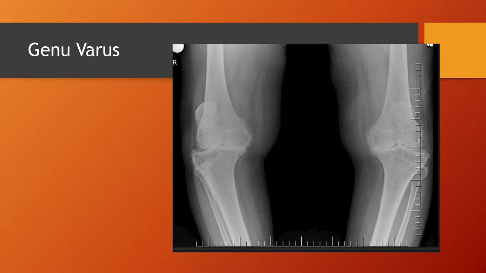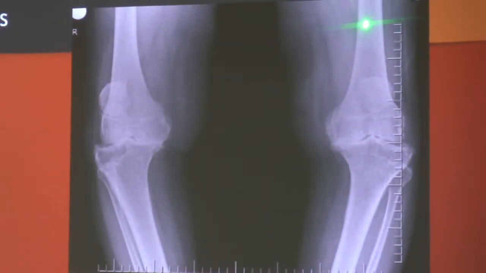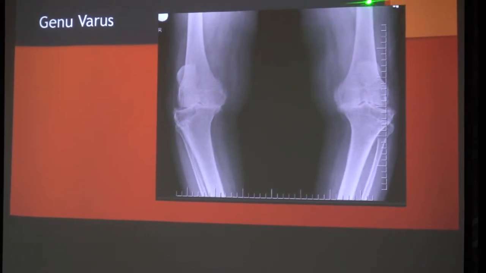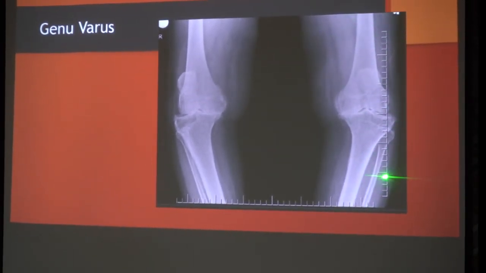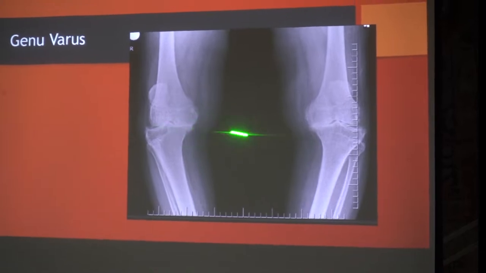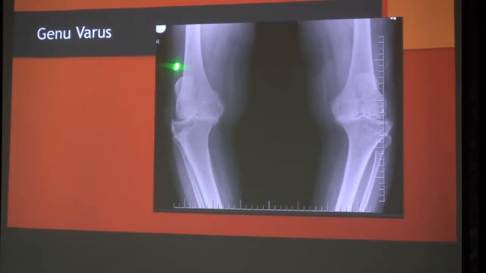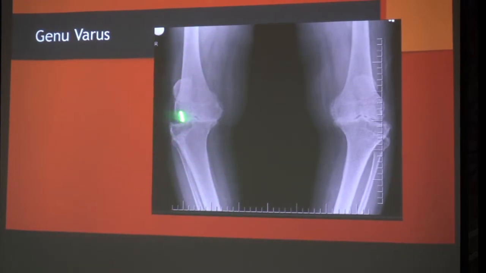Now this is genu varus. Normally if we make a line straight here, the line should come like this, because as I said, the legs are like pillars of a building and these are usually exactly straight. When the medial side is gone, the bone tends to incline inwards, and you get this angle. This is called genu varus.